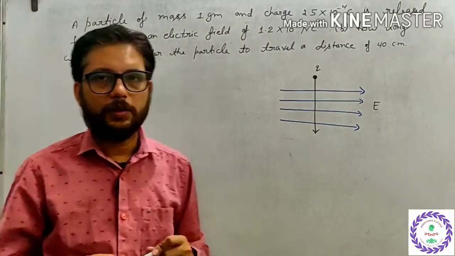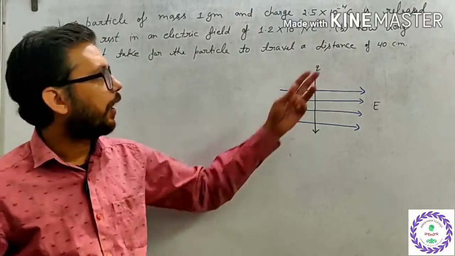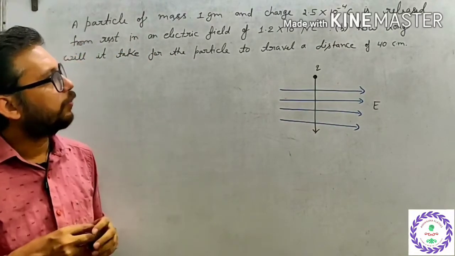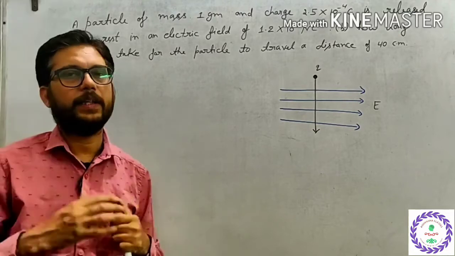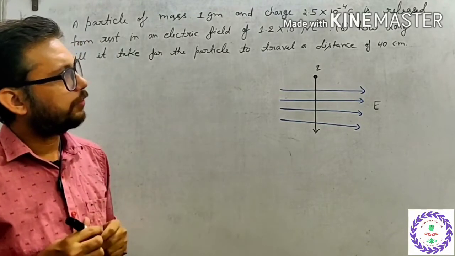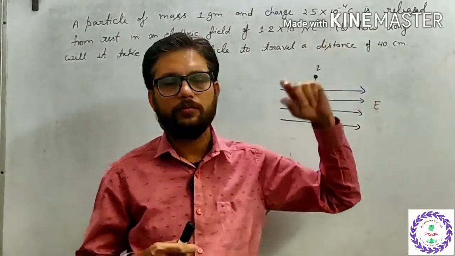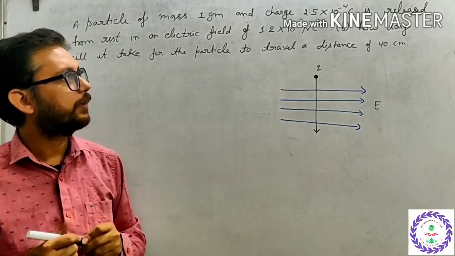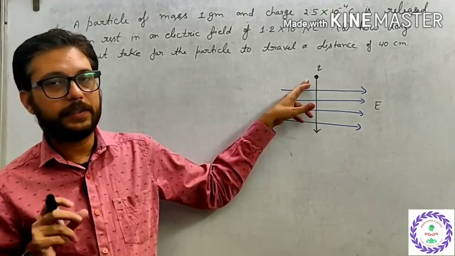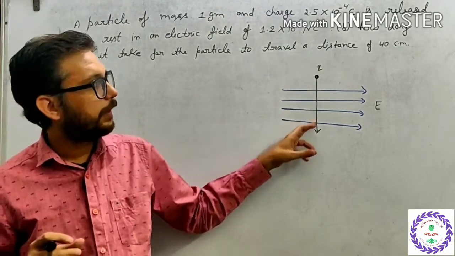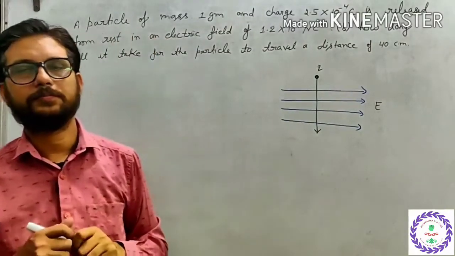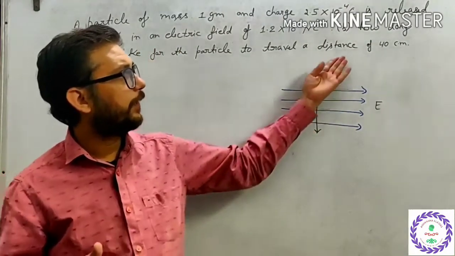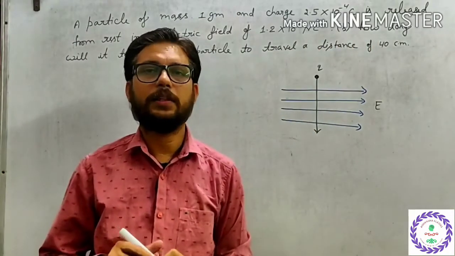In part B, it is asked how long will it take for the particle to travel a distance of 40 centimeter. So here how long indicates the time: how much time will it take if it is released and travels a distance of 40 centimeter. Now the question is this, we have the distance and we have to find the time.